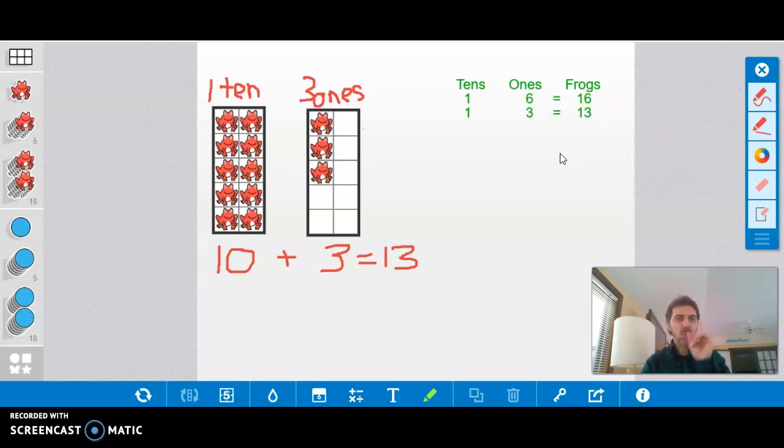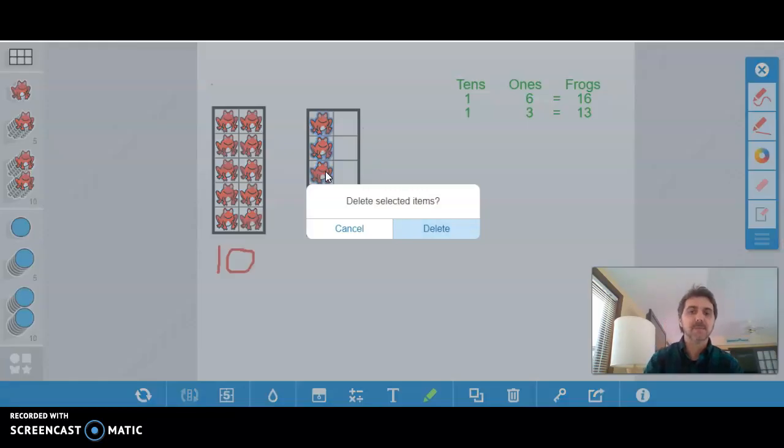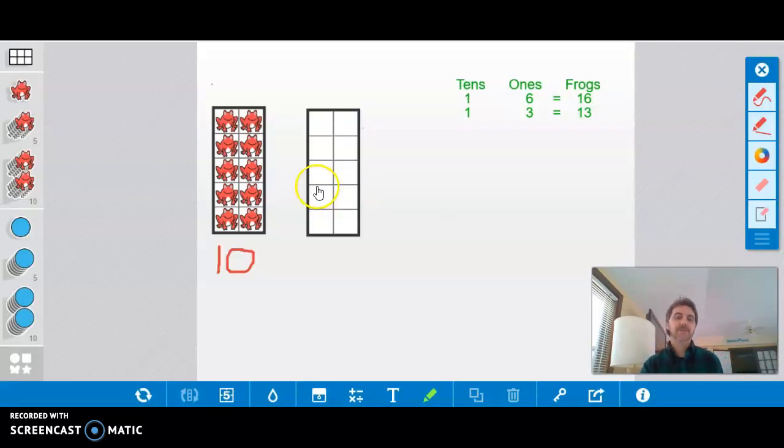Okay, I think we have time for one more quick one. Normally I would ask you to give me a number, but since I can't hear you, I will come up with my own. So this time, let's do 15 frogs. I'm going to delete those. I click on delete, and now we need 15.